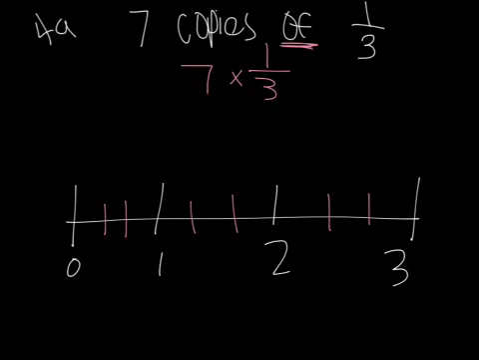Now we're multiplying by 7, so we will start at 0 and count over 1, 2, 3, 4, 5, 6, 7. You will notice that this time we did not end up at a whole number like in the previous problems. So when we go to state our answer, we know that we have 2 and 1/3.